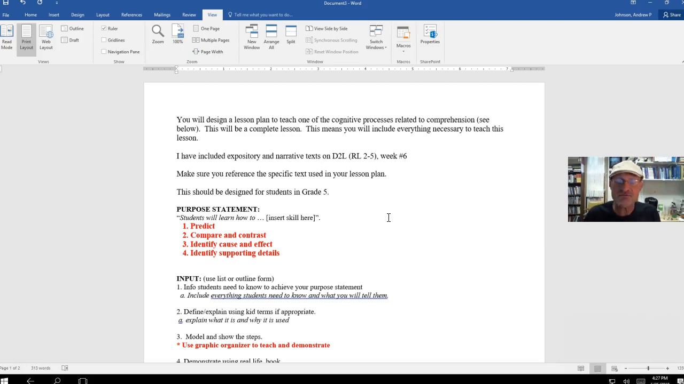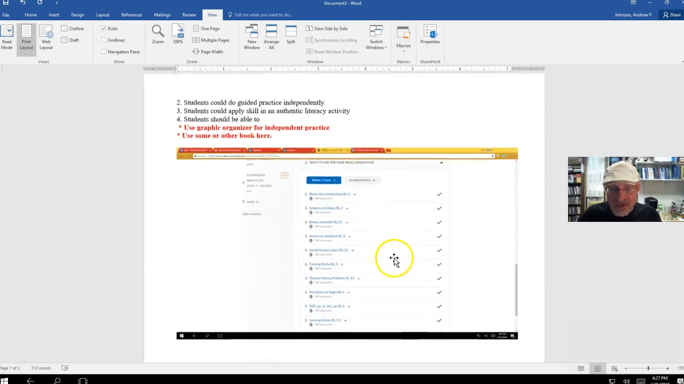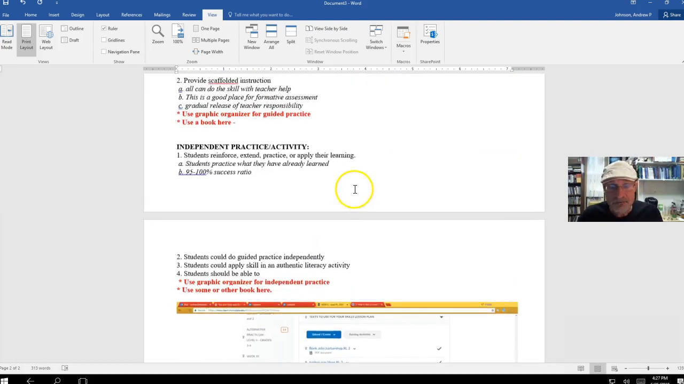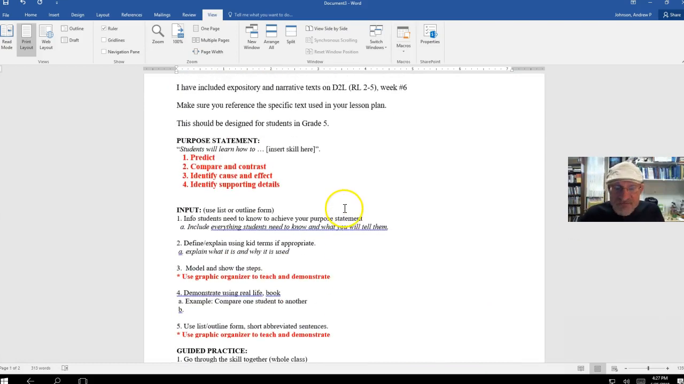Now, this is designed for struggling readers, grade 5. So that's why you can see the reading level. You probably wouldn't want to be using reading level 5. You probably want to use reading level 4 and below. You are teaching a cognitive process related to comprehension.